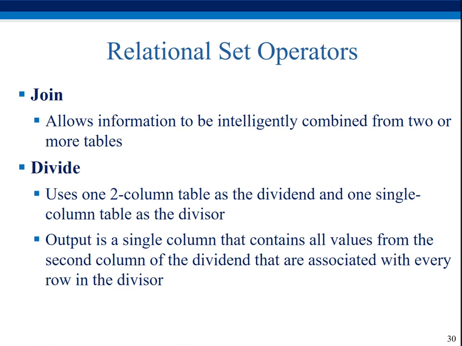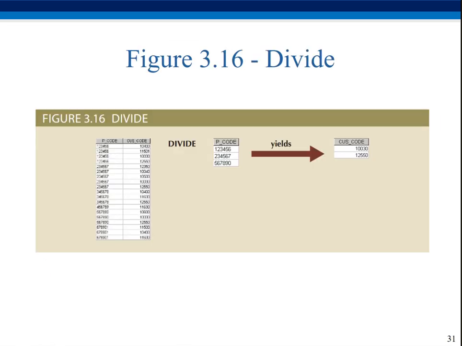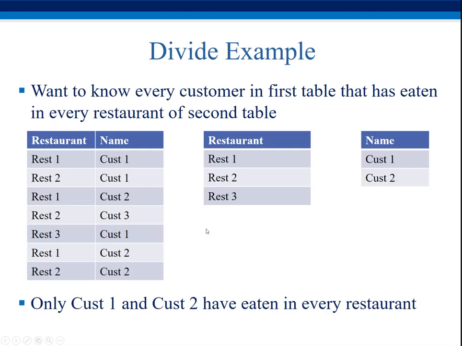It contains all the values from the second column of the dividend associated with every row in the divisor. Now that sounds a little tricky, but I have a little thing in here. So we have 2 of them. So you can see we're dividing this into here. So basically we need every customer that's going to have this P code in here. So 1, 2, 3, 4, 5, 6, 2, 3, 4, 5, 6, 7, 5, 7, 8. So we have to find that. So 130 is going to have all of these in here. 12550 is going to have all of those in there. If it was missing one, it wouldn't be in there.